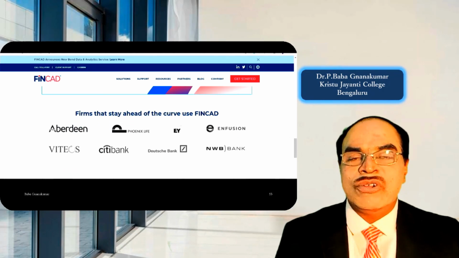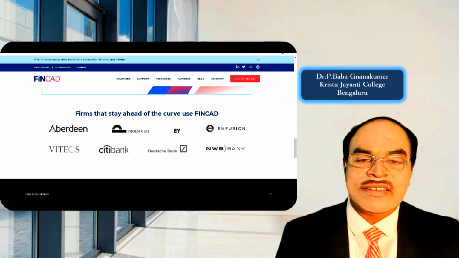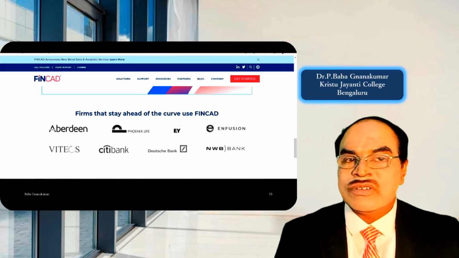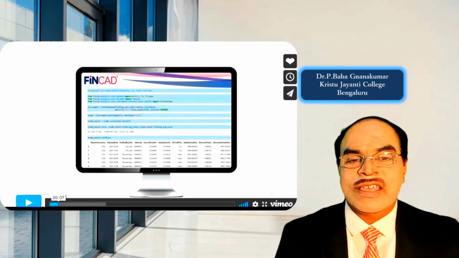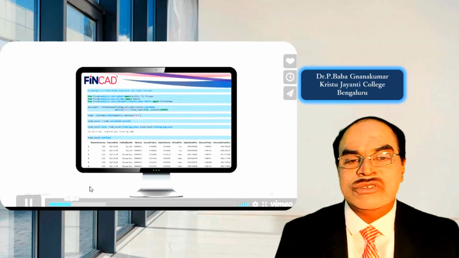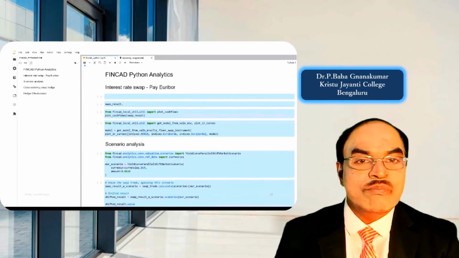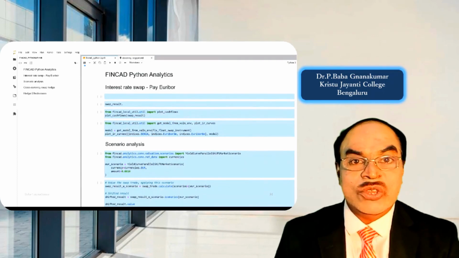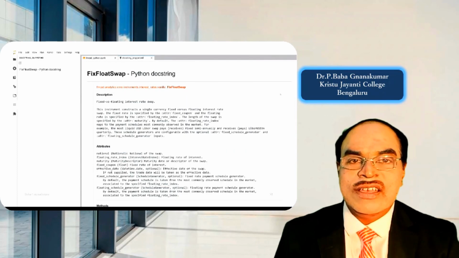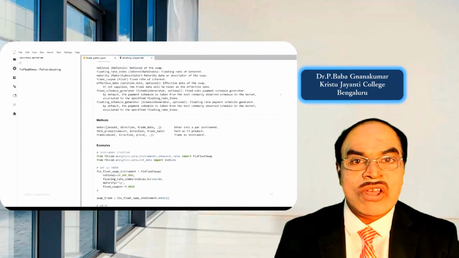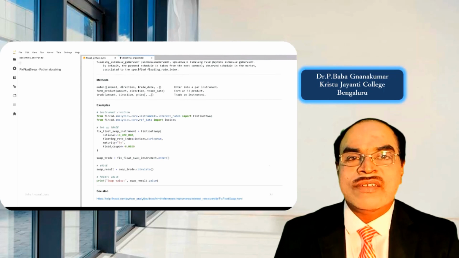It is using the coding platform from Python. You can see most of the organizations, Aberdeen is a very good example, in which they are 100% depending upon FinCAD. If you see that one, you can see how different codings are used by this organization. FinCAD is using Python as the back end processing, and it creates data visualization, automatic data transformation from one place to another place. All these things are done by FinCAD.